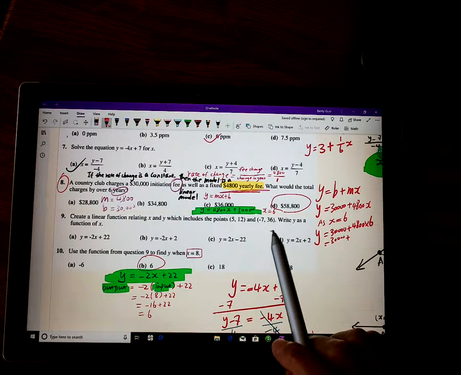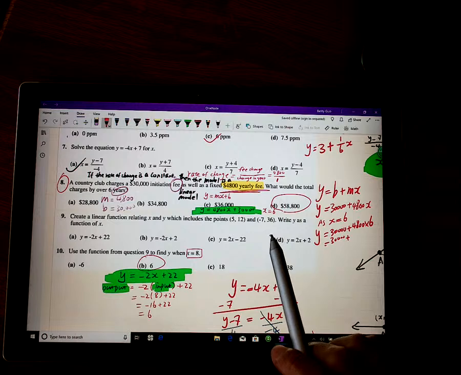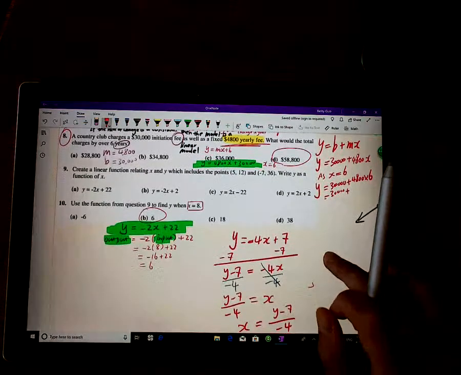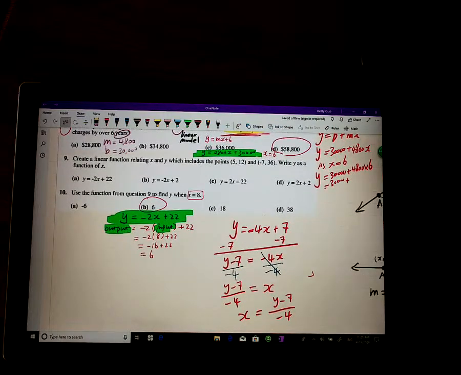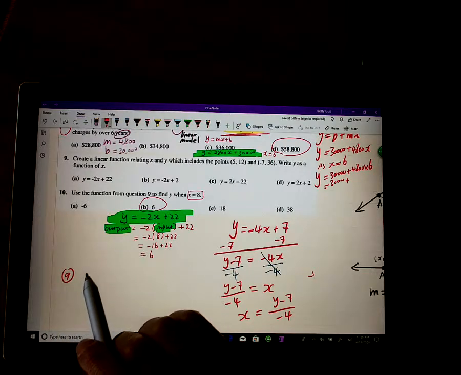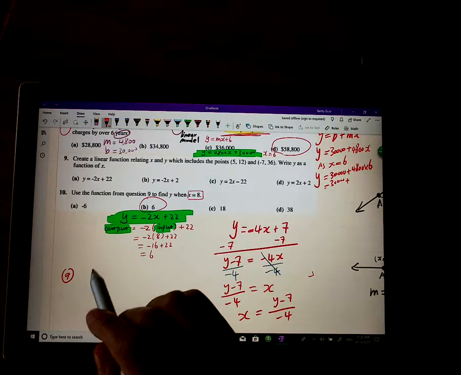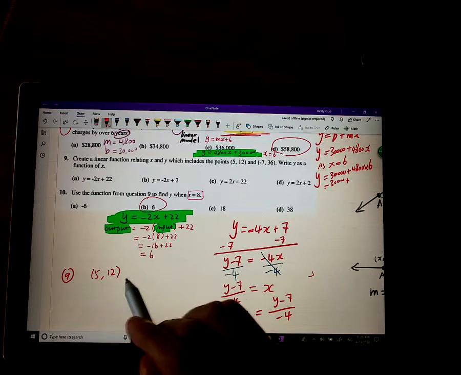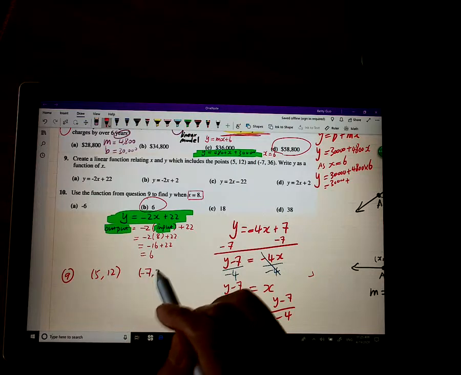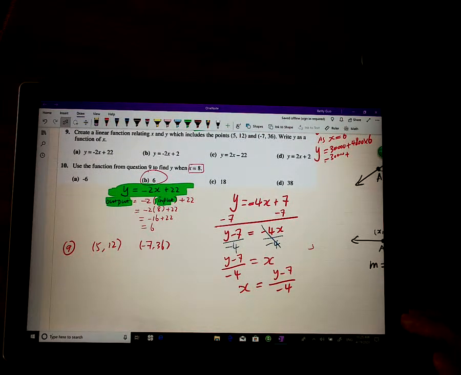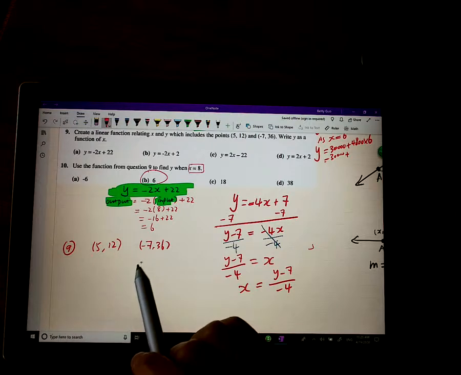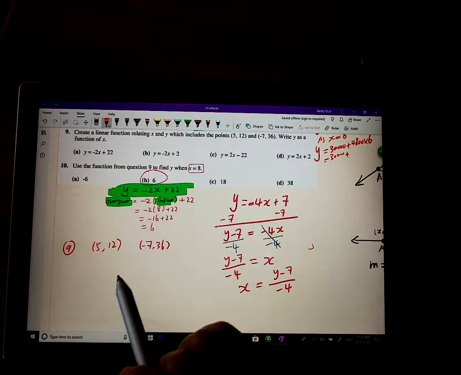Number 9, create a linear function relating x and y, which includes the points (5, 12) and (-7, 36). Write y as a function of x. Alright, so that actually is a difficult problem. We need to create a linear function relating x and y, which includes the points (5, 12) and (-7, 36). We know two distinct points determine a straight line. So the 2 points are actually enough for us to find the slope for the straight line.